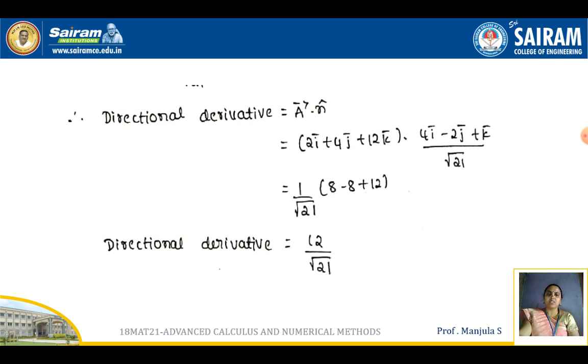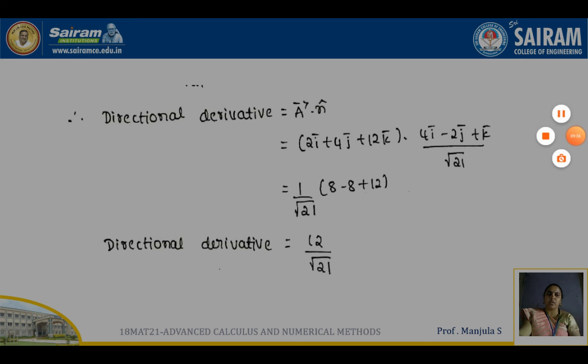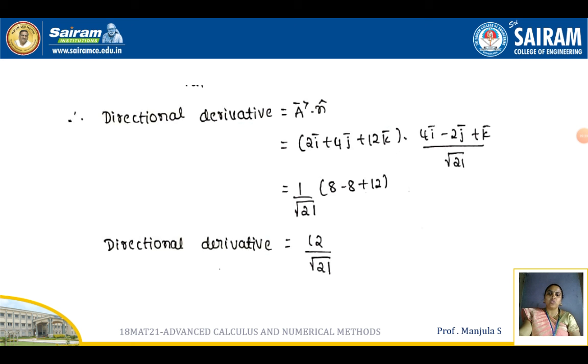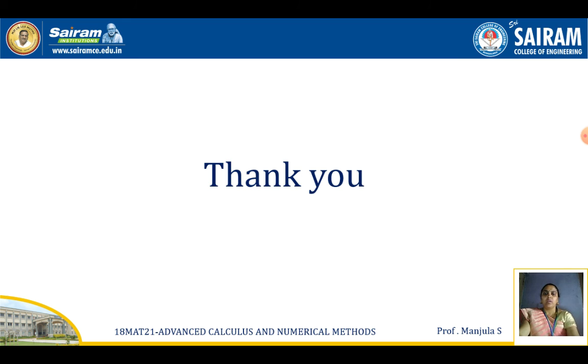i dot i means that value will be 1. So with the help of that formula, on multiplication of these two vectors, we can write the numerator as 8 minus 8 plus 12. The plus 8 and minus 8 get cancelled, so the solution will be 12 in the numerator. Therefore, this directional derivative can be written as 12 divided by square root of 21. This is our required directional derivative value.